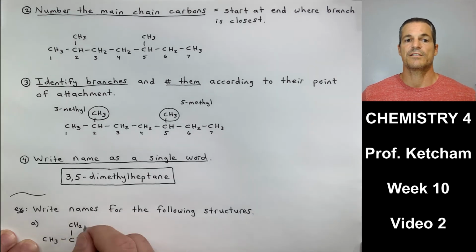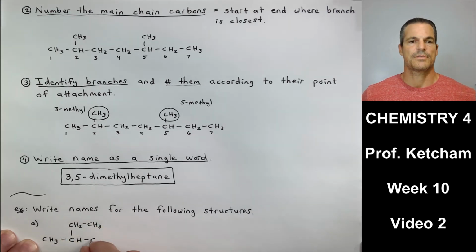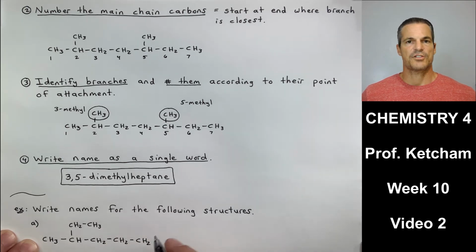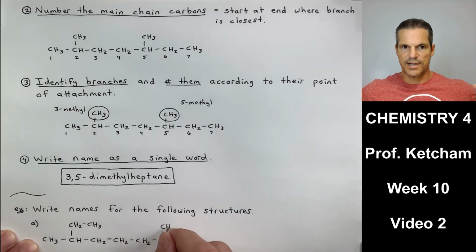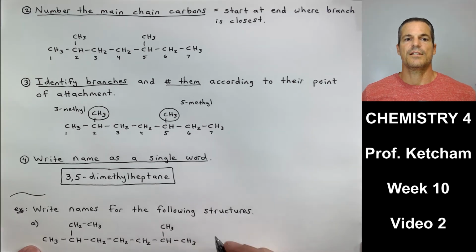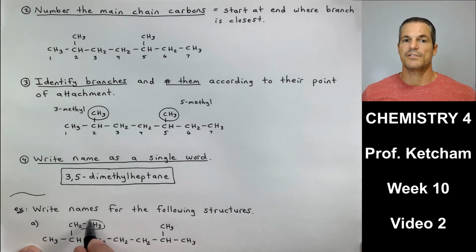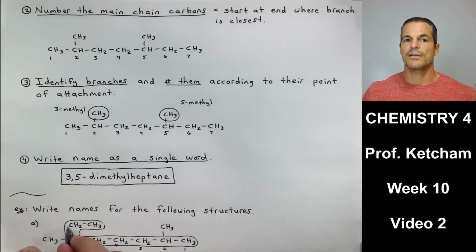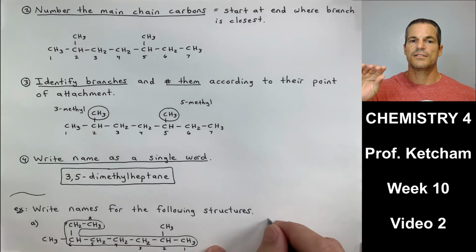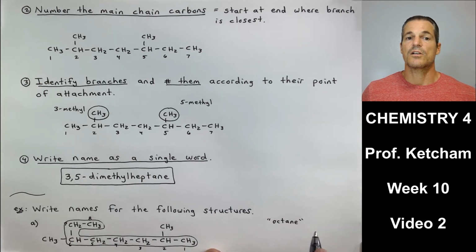Okay, next example. Write names for the following structures. So I'm going to give us some structures and we have to write the names. All right, so where is the longest chain? It's not going to be straight across horizontally. Let's see, I'm circling the longest chain. Do you see how that's done? That is the longest uninterrupted chain. Number it accordingly with the branches having the smallest branch numbers. CH3 is on carbon 2.